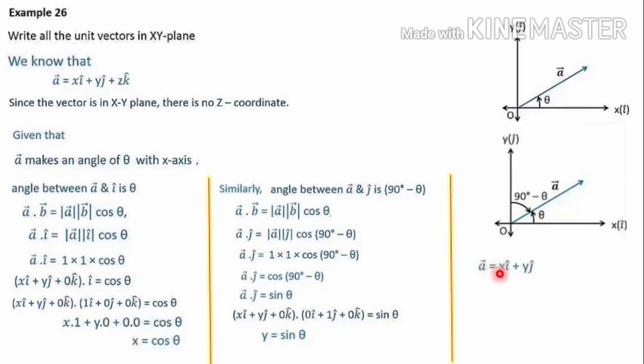Here vector A is equal to xi plus yj, that is the general form because the z value is not there. Then if you substitute, the x value we have got is cos theta, so cos theta into i cap, plus the y value we have got is sine theta, so sine theta into j cap. So this is the general form of the unit vectors in the xy plane, that is vector A is equal to cos theta into i, or simply you can say i cos theta plus sine theta into j, or j sine theta.